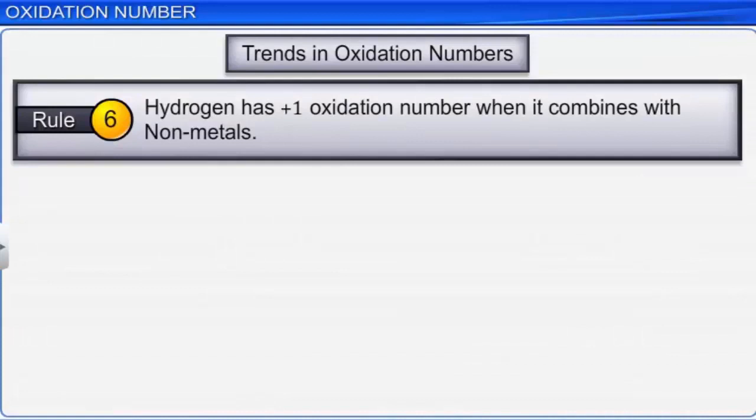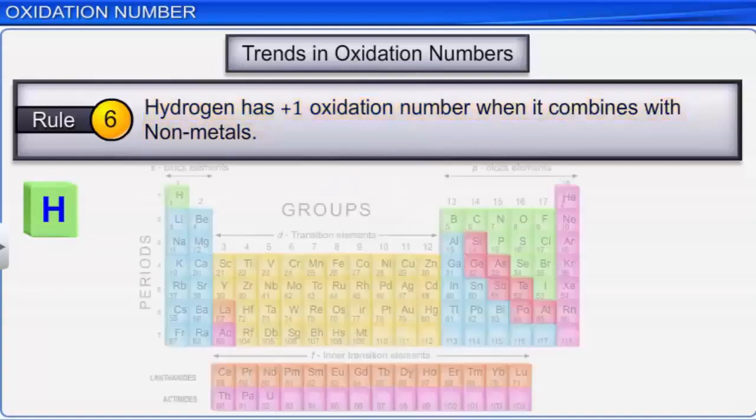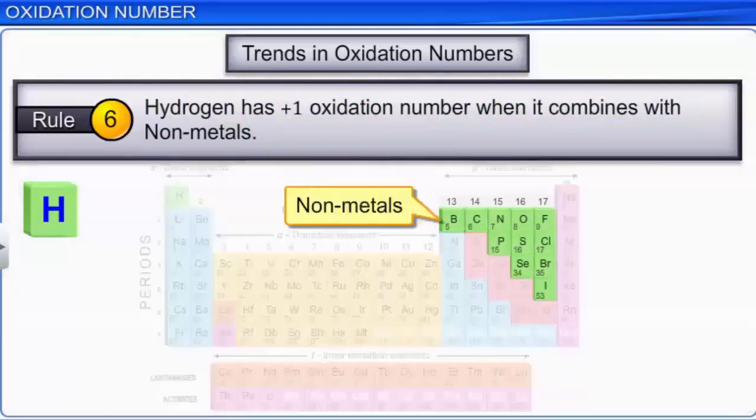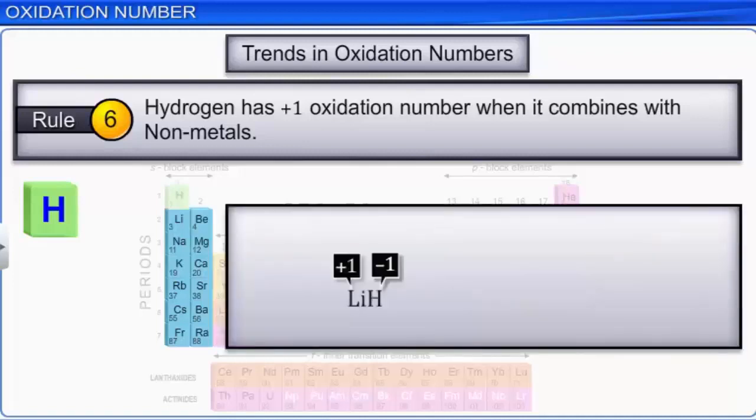The sixth rule says that hydrogen has +1 oxidation number when it combines with nonmetals. This is because all nonmetals are more electronegative than hydrogen. But hydrogen is more electronegative than metals. Hence, in metal hydrides, where hydrogen combines with metals such as lithium, potassium, and magnesium, its oxidation number is -1.